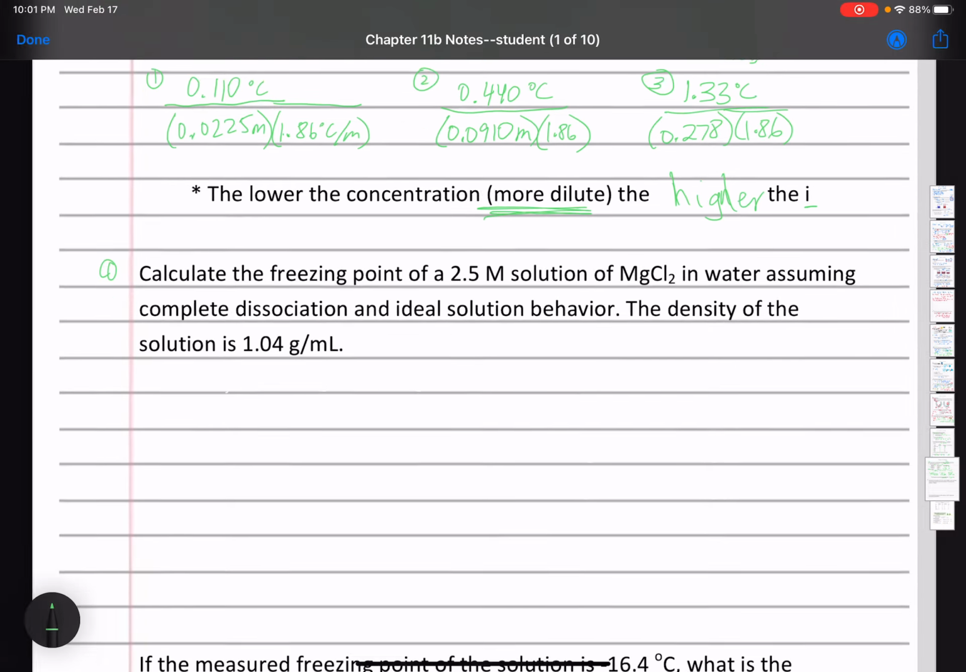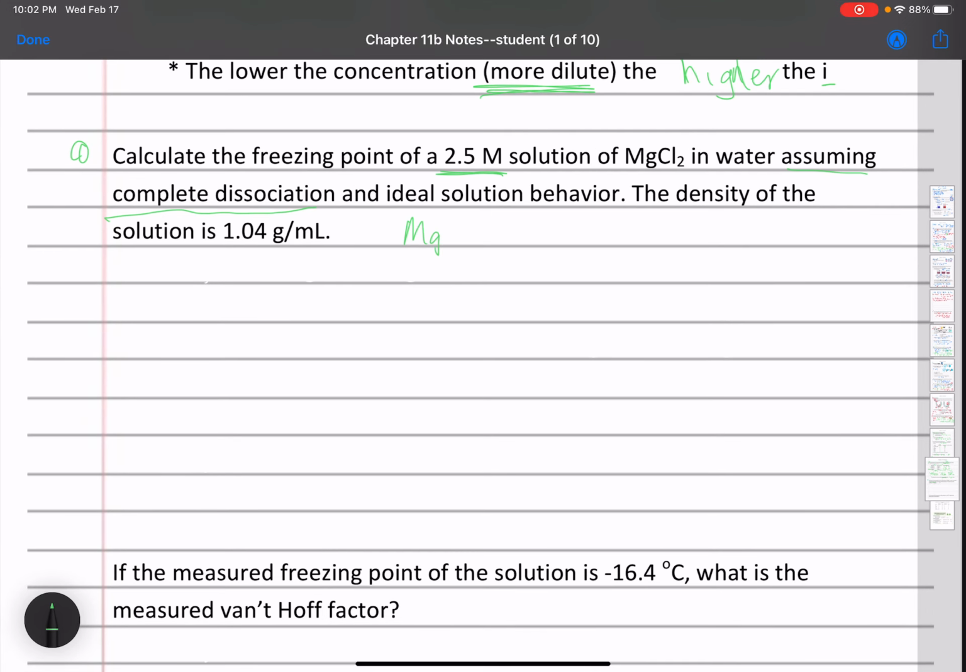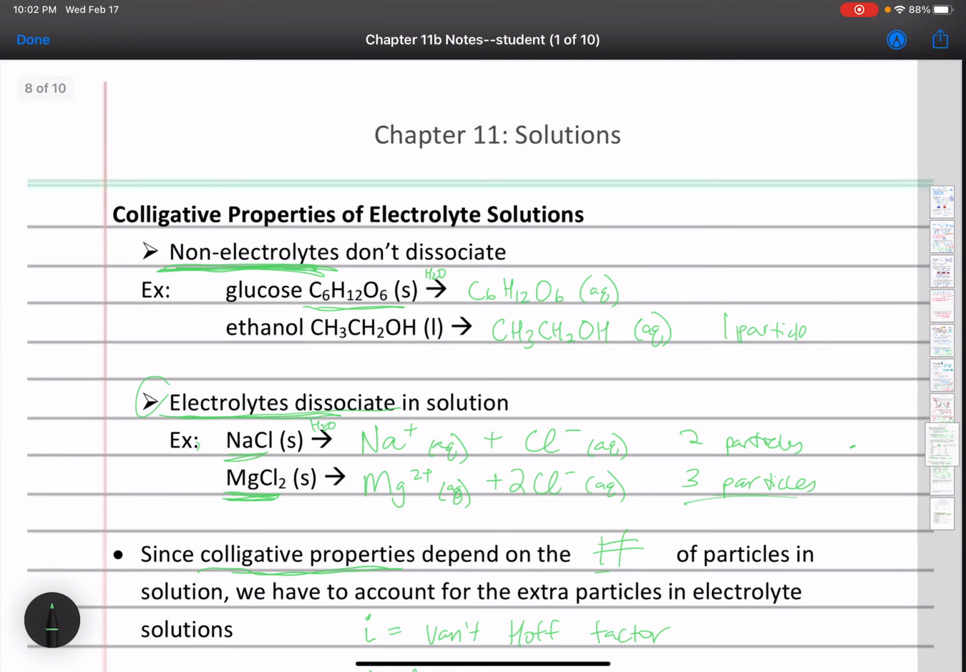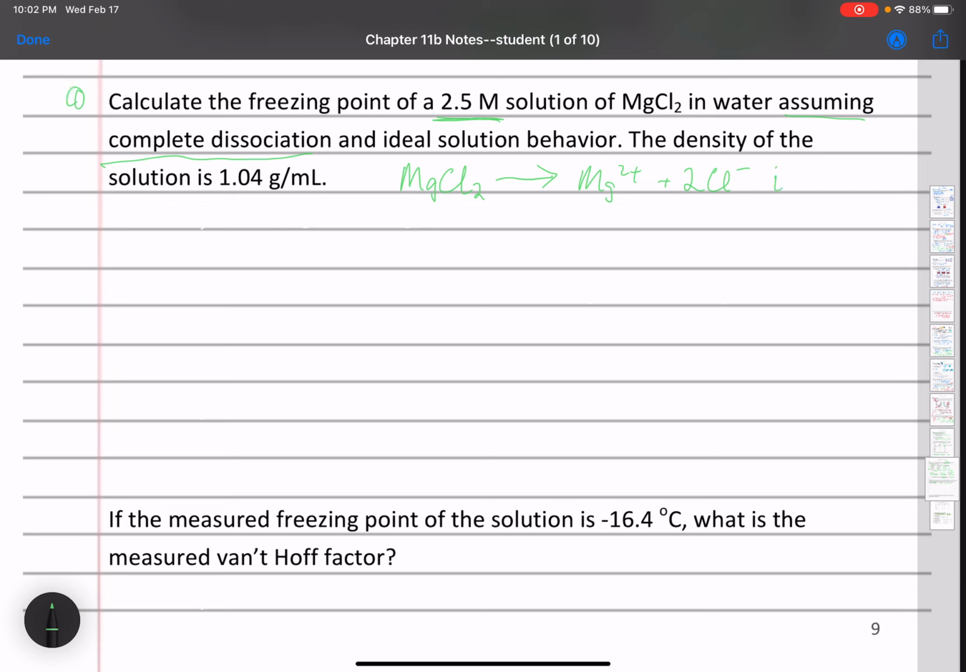All right, practice problem here. Let's calculate the freezing point, and this one's gonna be a doozy. Calculate the freezing point of a 2.5 molar solution of magnesium chloride in water, assuming complete dissociation and ideal solution behavior. Okay, so what that is telling us, assuming complete dissociation, that means assume that the magnesium chloride completely dissociates into magnesium and chloride ions. In other words, assume that the Van't Hoff factor I is 3. Exactly, okay?